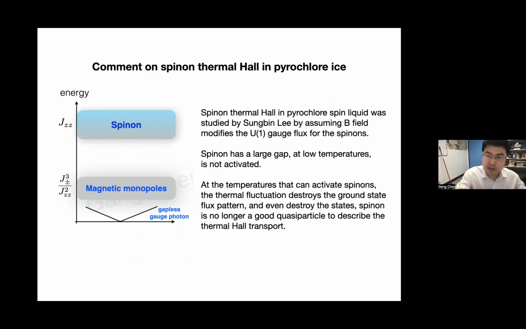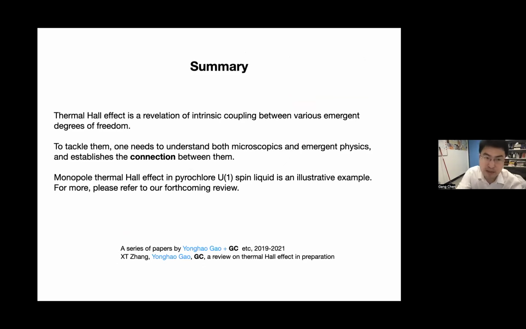So let me summarize. I'm on time. The thermal Hall effect is a revelation of the intrinsic coupling between the various emergent degrees of freedom. In this case, it's this monopole and dual U(1) gauge field coupling. When you apply a field, you twist it, you generate intrinsic internal dual U(1) gauge flux, and twist the motion of the monopole and generate the monopole band curvature, giving rise to the thermal Hall effect.